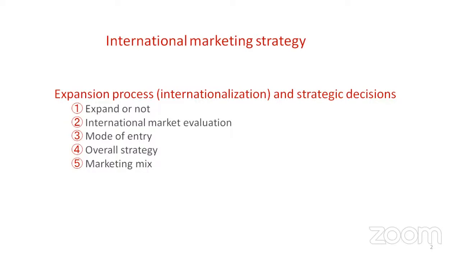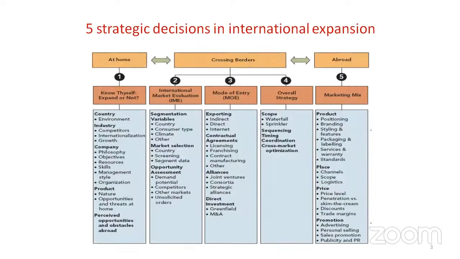Okay. Then the next one is the overall stage. That is, once he decides all this, he will come up with the overall strategy, laying down the planning, organizing, everything. He will lay down the overall strategy, then implement the marketing mix. So let us see how the strategic decisions in international expansion go on at the domestic place.